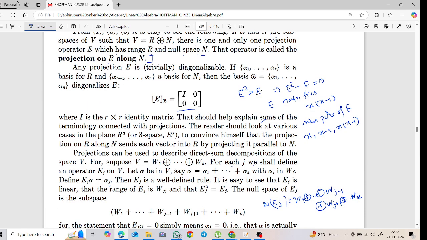See, E squared is E, so E squared minus E is 0. It means E satisfies this equation. We know that the minimal polynomial should divide any polynomial which annihilates E. So what are the possibilities? x, x minus 1, or x times x minus 1. But you see all of them are products of distinct linear factors.